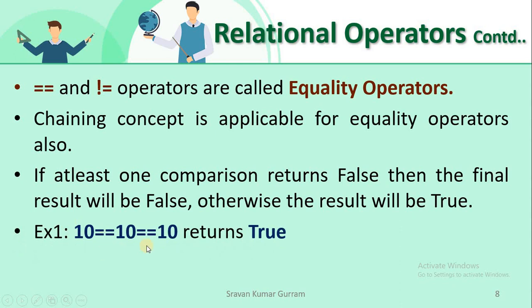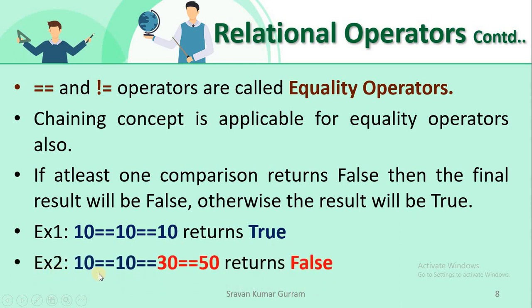See this example. In this example, I am using the is equal to operator. 10 is equal to 10 is equal to 10. Here 10 is equal to 10 is one comparison. Again this 10 is equal to 10 is another comparison. Two comparisons are true. So the final value becomes true.